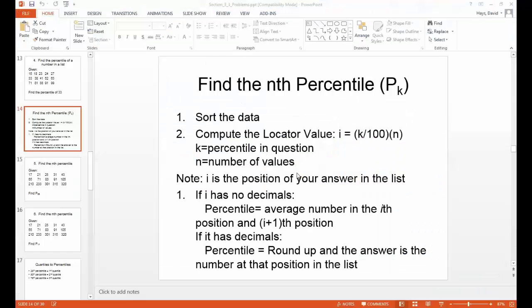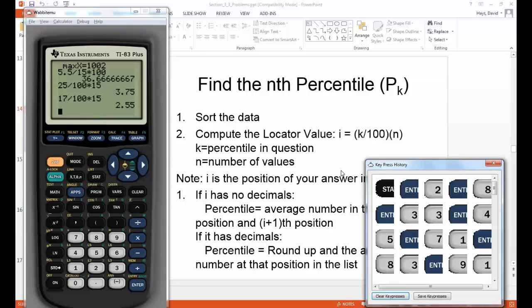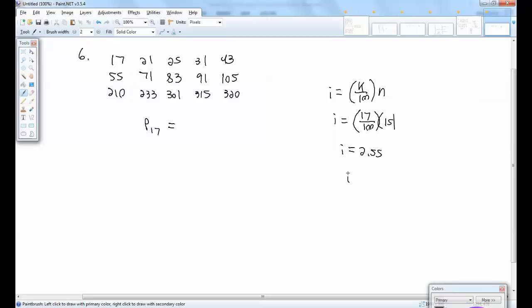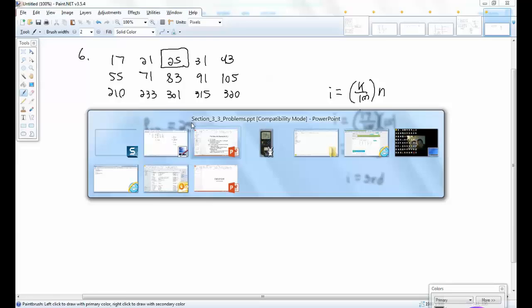And our steps say if I has decimals, round up. So bring it back there. So I is equal to 3. You always round up no matter what your decimals are. So our third, this refers to our position on our list. This says our third number is our answer. The third number here is 25. So 17th percentile will be 25.